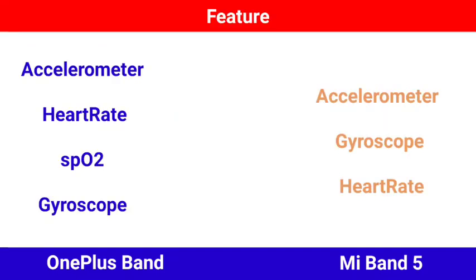Now let's talk about features. OnePlus Band has accelerometer support, heart rate support, SpO2, and gyroscope also there. MI Band has accelerometer, gyroscope and heart rate support also there. So feature wise, you are getting SpO2 in OnePlus Band. It is really awesome and really good, we can say. In OnePlus Band there are many features like running support, and you are getting fitness support, every band support also there.